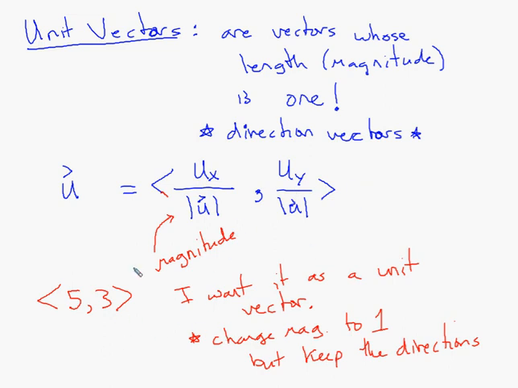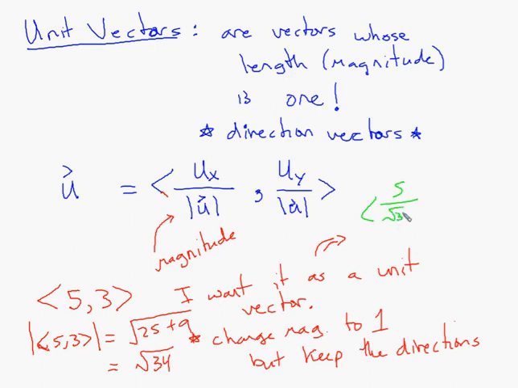Alright, so first we need to find the magnitude. Well, what is the magnitude of this? The magnitude of 5, 3 is going to be the square root of 25 plus 9. Do you see where I got that? Pythagorean theorem. So square root of 34. That's the magnitude of this. So what's the unit vector? The answer is going to be 5 divided by root 34, comma, 3 divided by root 34.